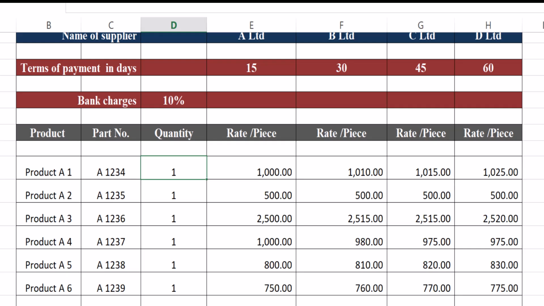Let's dive in. I'm feeling completely confused. Should I buy from supplier A Limited, B Limited or C Limited? Each has its pros and cons, and making the right choice isn't easy. But don't worry, we have a solution that will make this decision much clearer.